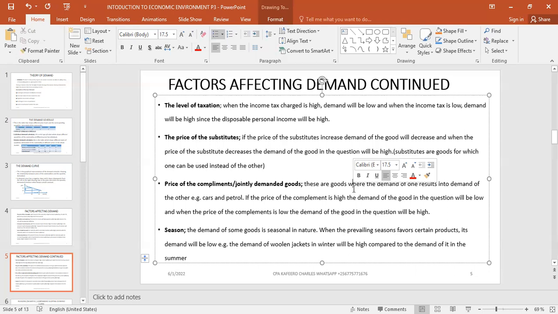The other one we can talk about is the price of the complements, or the jointly demanded goods. These complements are the goods which are consumed at the same time, or those are the goods where the satisfaction is derived at the same time.